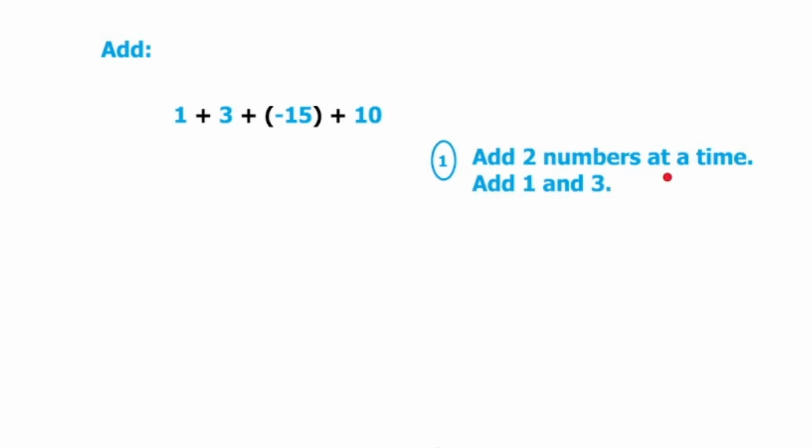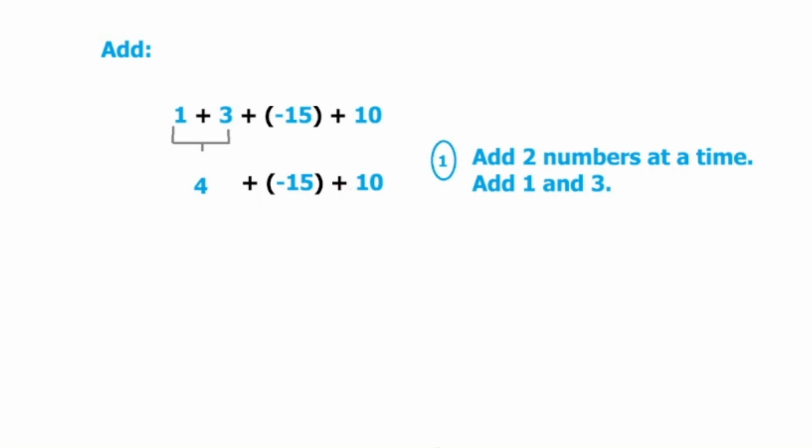So add two numbers at a time. So add 1 and 3. We could start here. We could add those two. Very simple to add. 3 plus 1 is 4. And then we bring down the rest of our expression, okay?